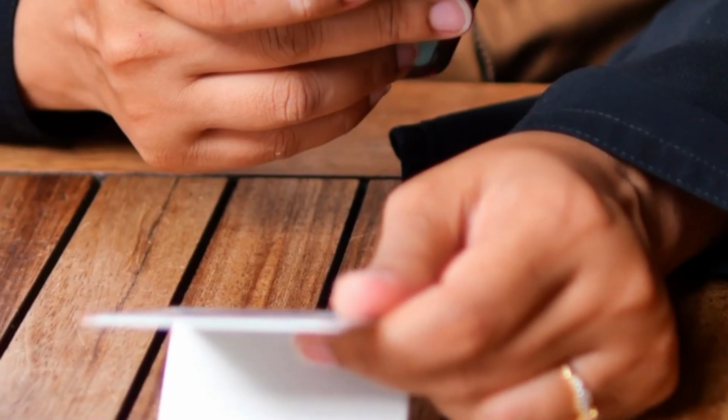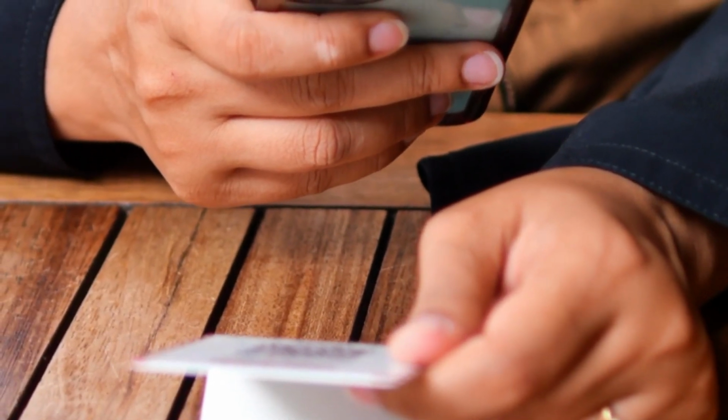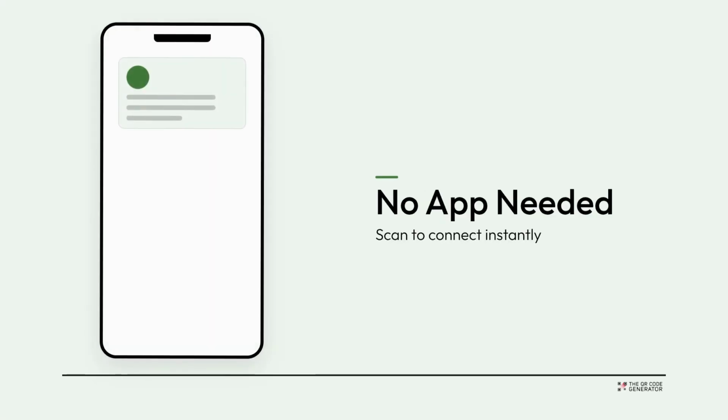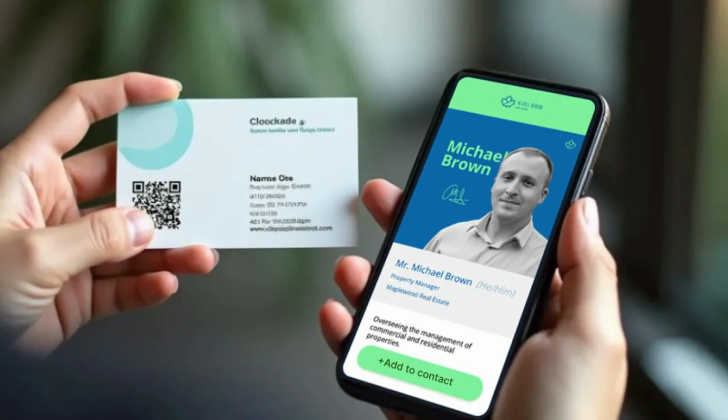The fix is a digital version of your business card through a QR code. Someone scans it with their phone camera, no app needed, and your full contact details appear on screen with a single tap to save. The whole thing takes under 10 seconds.